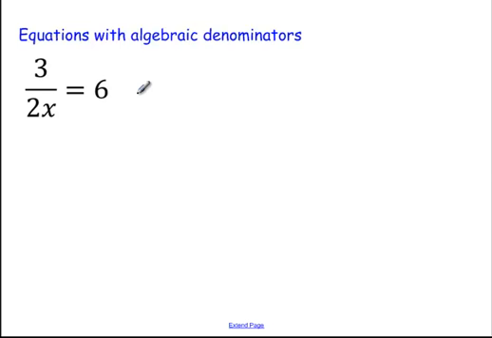One last thing we were going to look at, and this is only if you're super confident and you want a bit of a challenge. I'm just going to give you one easy example, and you can see if you can apply this on your own. So these are equations with algebraic denominators, so that means that you've got a variable in the denominator. Now it looks scary, but it's actually the same thing. We just multiply by the lowest common multiple. Well, in this case, we've only got one denominator, so we're just going to multiply everything by 2x.